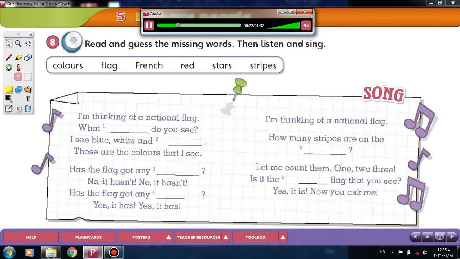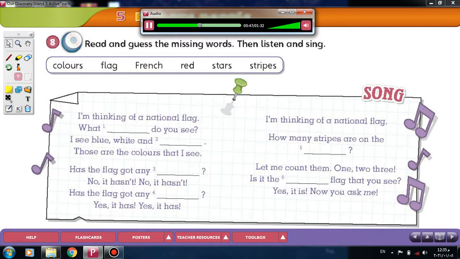I'm thinking of a national flag. What colors do you see? I see blue, white and red. Those are the colors that I see. Has the flag got any stars? No, it hasn't. Has the flag got any stripes? Yes, it has.